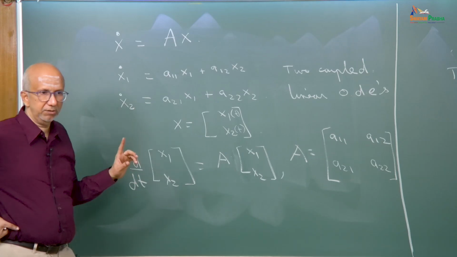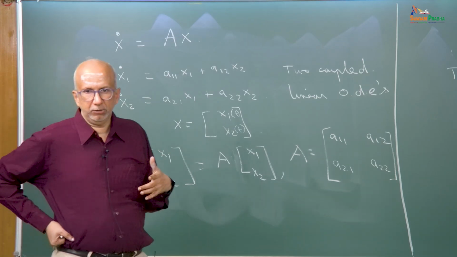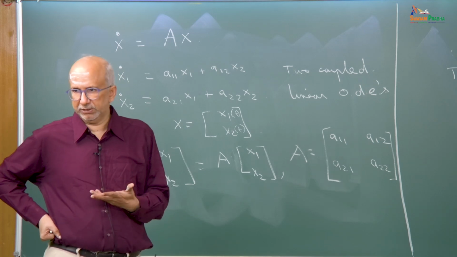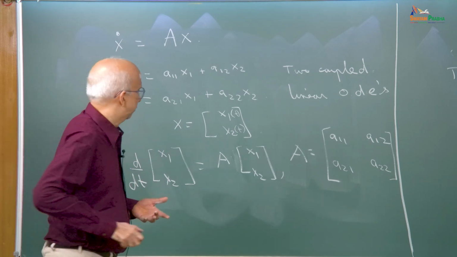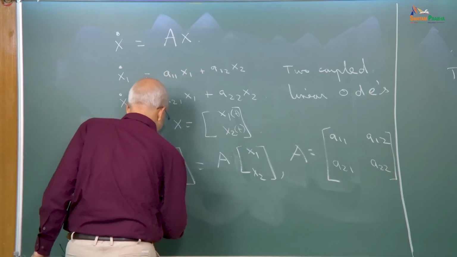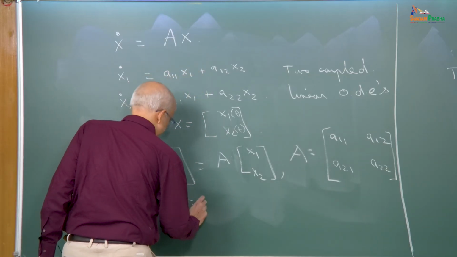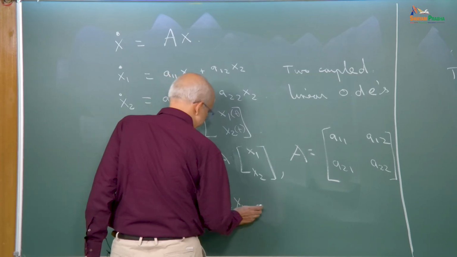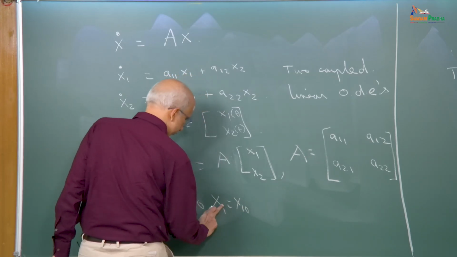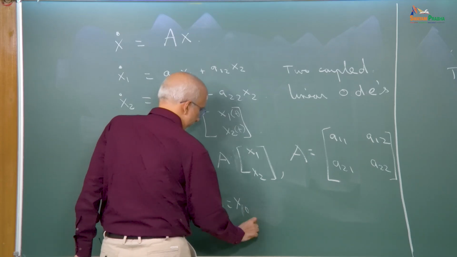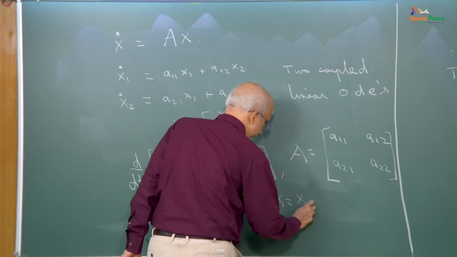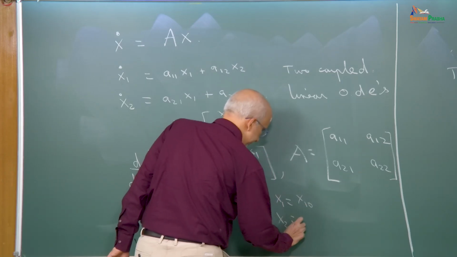In order to solve this, because in an ordinary differential equation you will get some arbitrary constants of integration, you need to specify some initial condition. So, at time t equal to 0, we have to specify x equal to x naught. What this means is x1 is equal to x1 0, x2 is equal to x2 0.